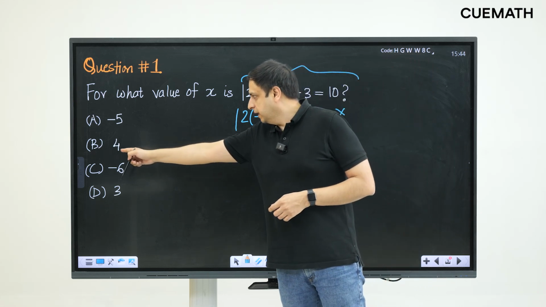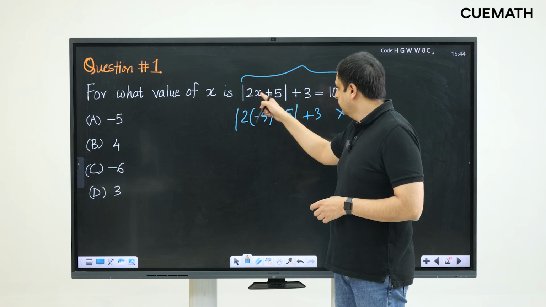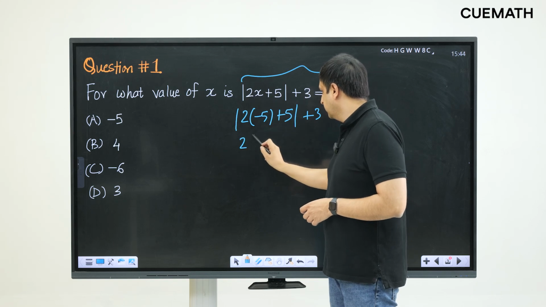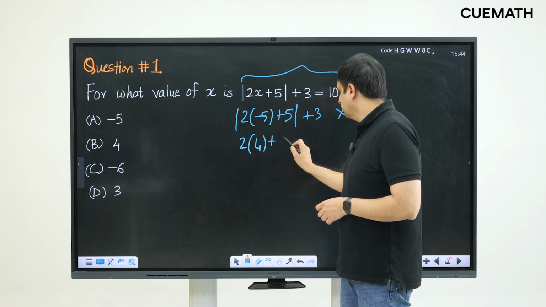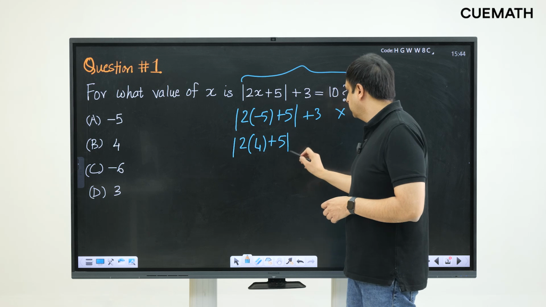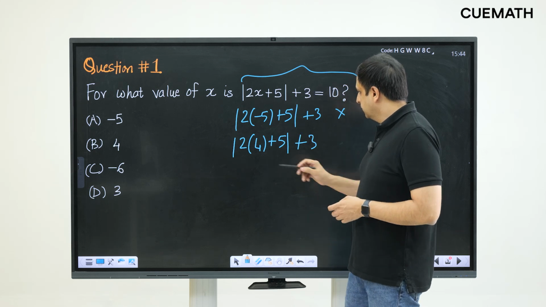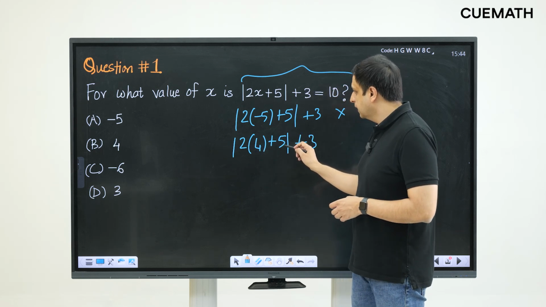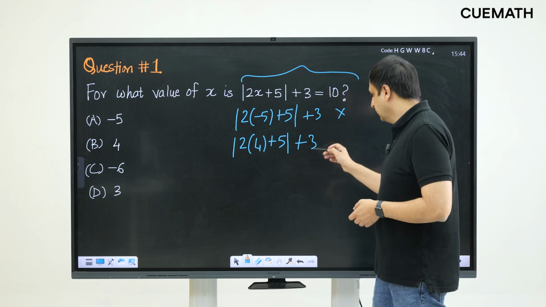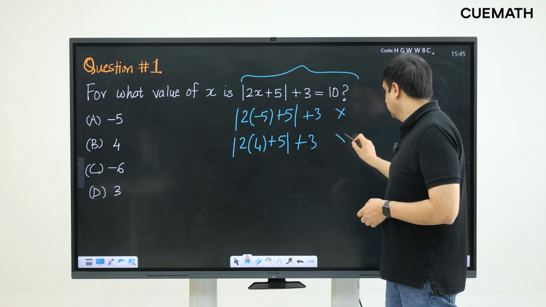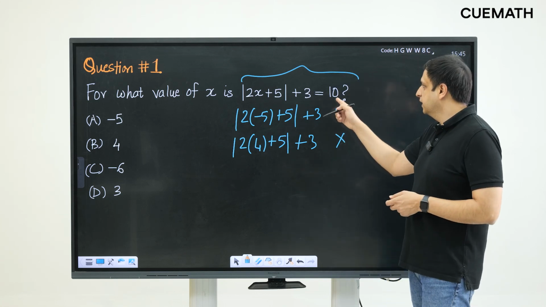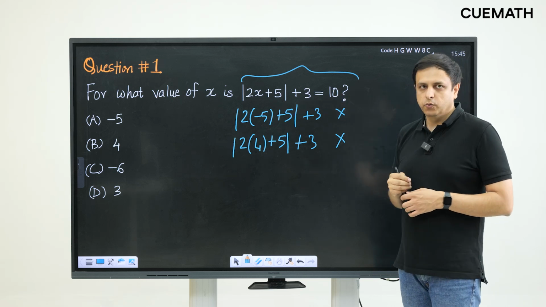Now let us substitute x as 4. So 2 times 4 plus 5, the absolute value of that plus 3. So 2 times 4 is 8, 8 plus 5 is 13, absolute value of 13 is 13, but that plus 3 is 16. So that also does not work because we need this thing to be equal to 10.